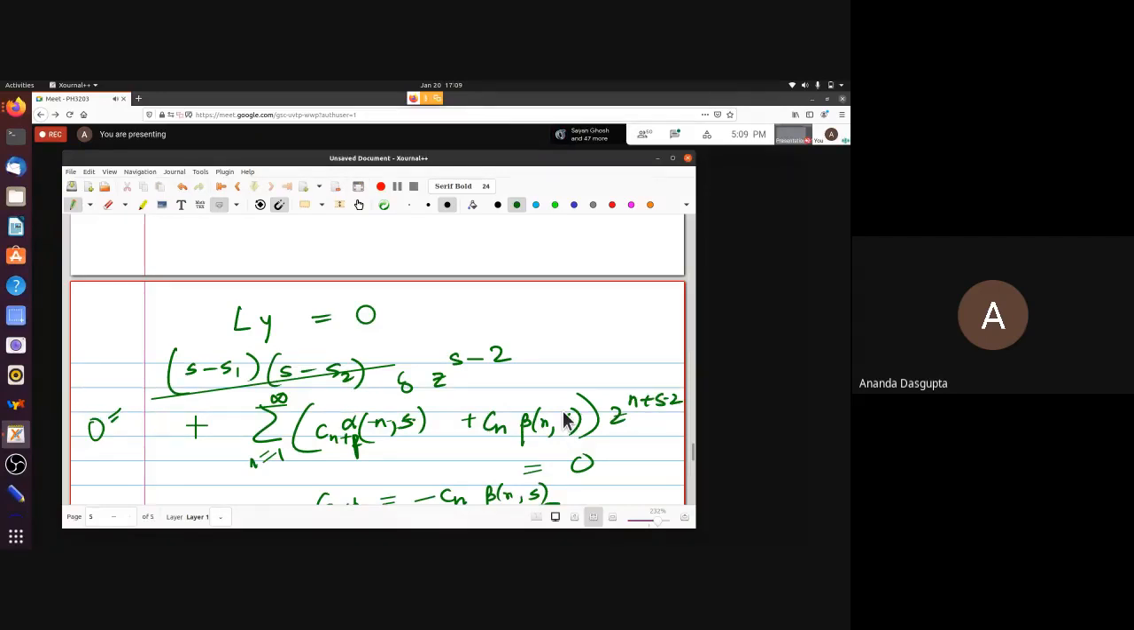Remember what I'm saying is I did not put in s equal to s1 or s equal to s2. I did not solve the indicial equation. I just left s as a free parameter. But I satisfied all the other recursion relations. Then what will this be?